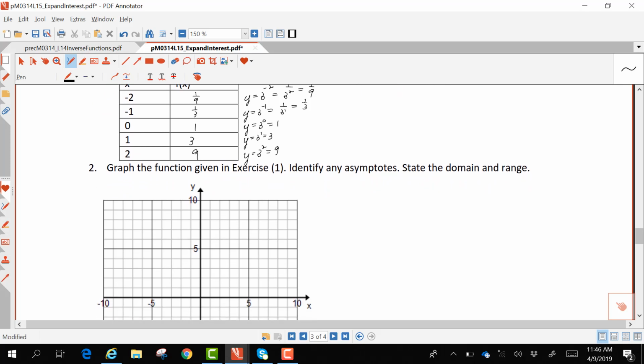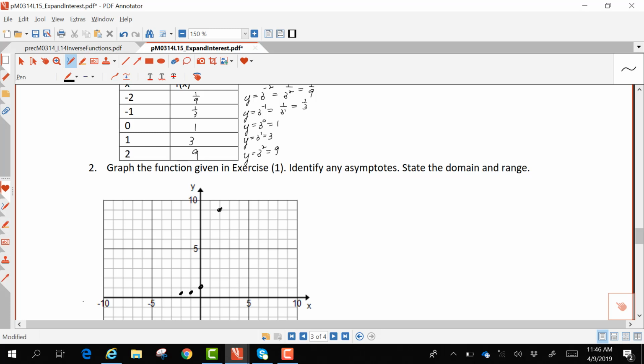So my first point is -2, 1/9. Well, 1/9 is so tiny that it's extremely close to the x-axis, but I will put a dot there. The next is -1, 1/3. Again, extremely close to the x-axis, but I will put a point. 0, 1 is easier to graph. 2, 9 climbs very quickly and is high on the graph.